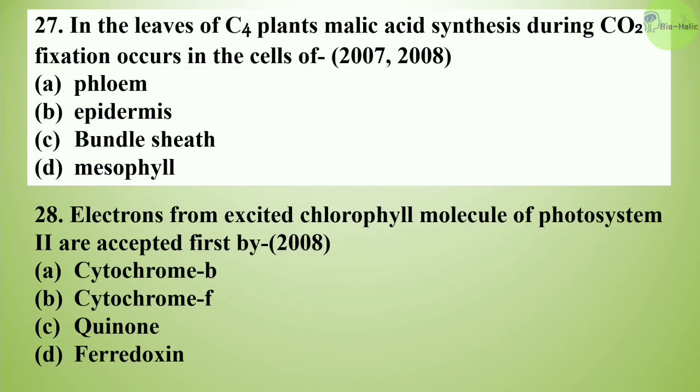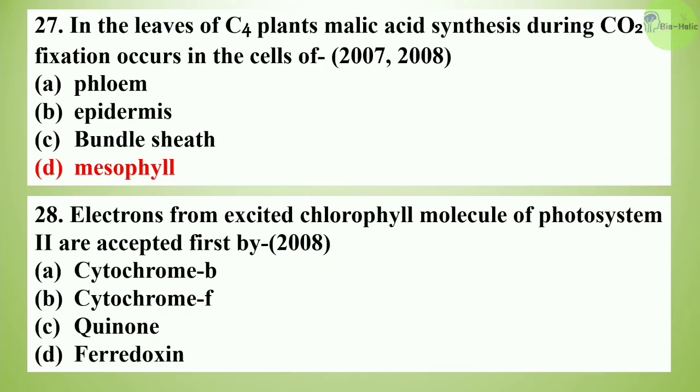Next is in the leaves of C4 plants, malic acid synthesis during carbon dioxide fixation occurs in the cells of phloem, epidermis, bundle sheath, or mesophyll. In the C4 plants, we know that malate synthesis during carbon dioxide fixation occurs in the cells of mesophyll.